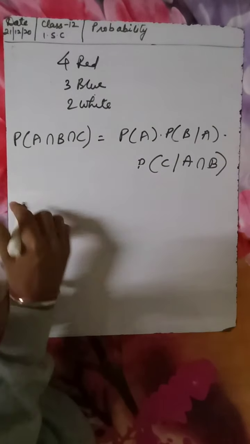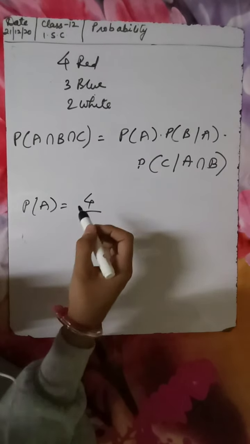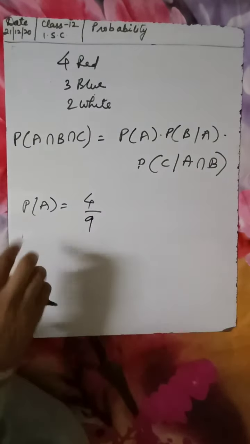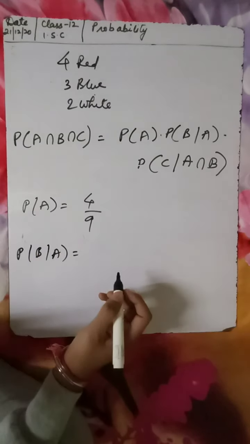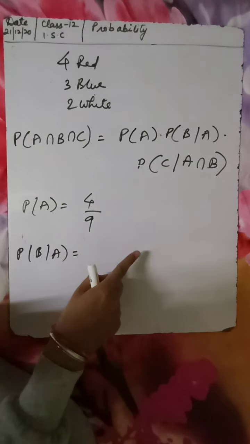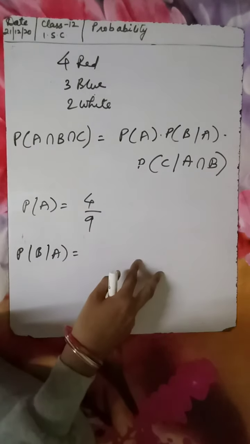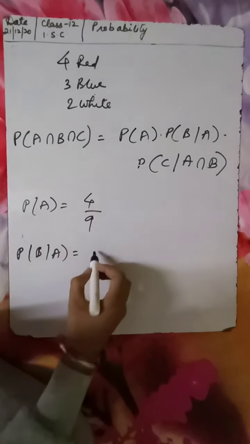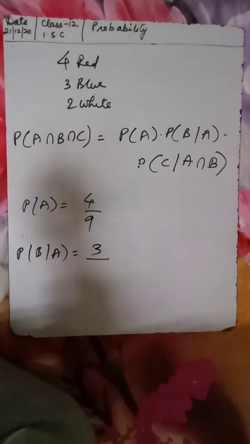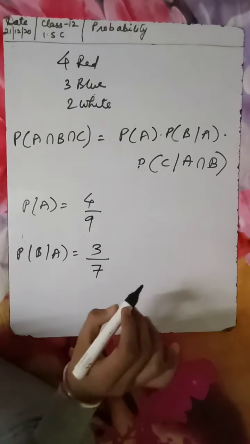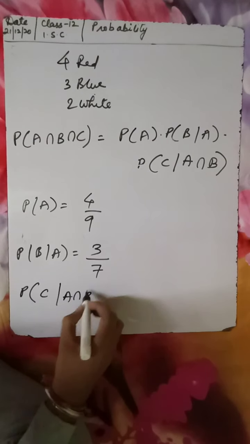It's easy to find probability of A. 4 red balls, and total how many? 4, 7, 9. So 4 by 9 is the probability of A. What will be the probability of B given A? This is the second draw of drawing the red ball. We have a total of 9 and one ball is already drawn, so we are left with 8, and red balls left are 3. So it is 3 by 8.